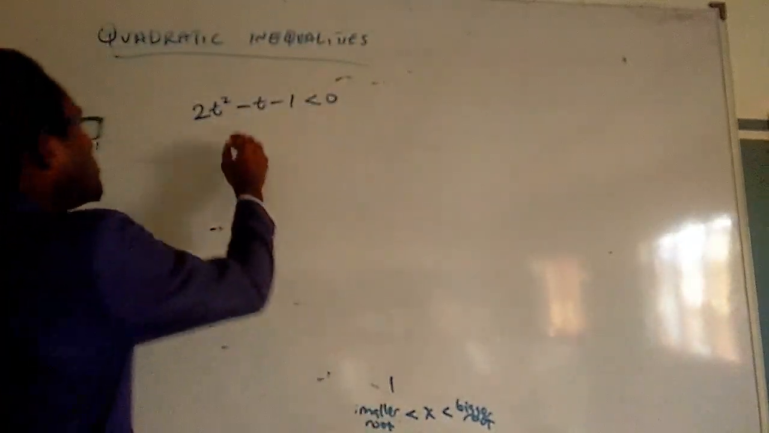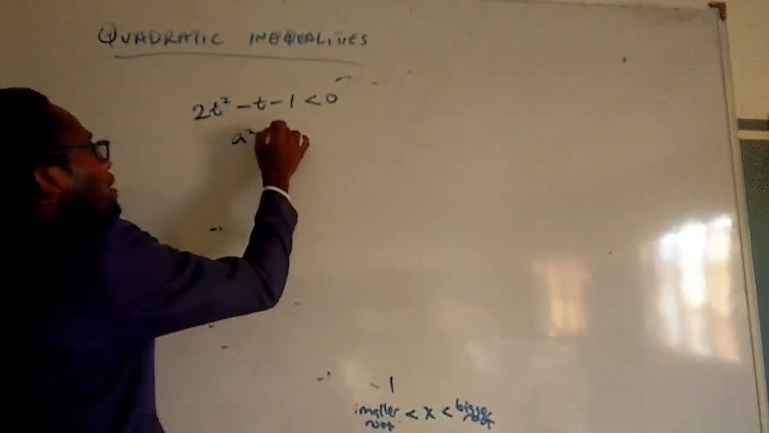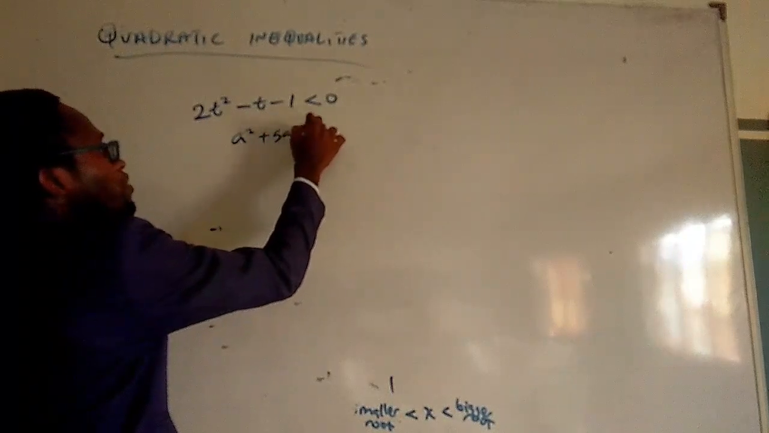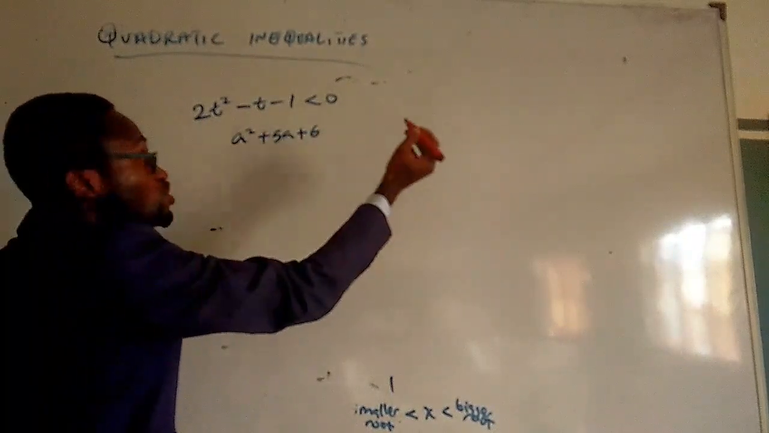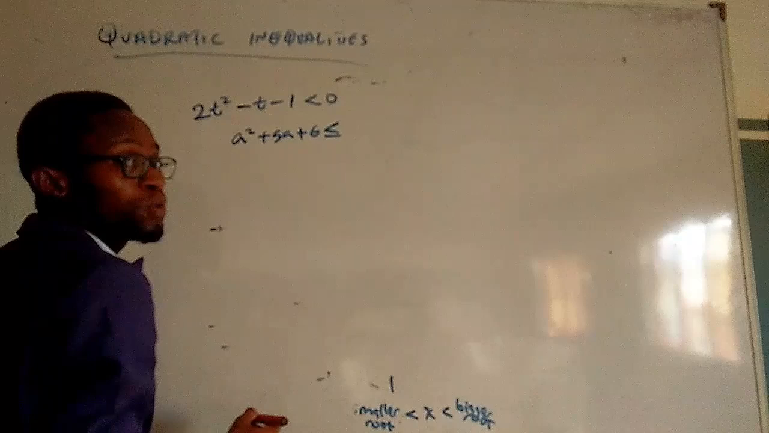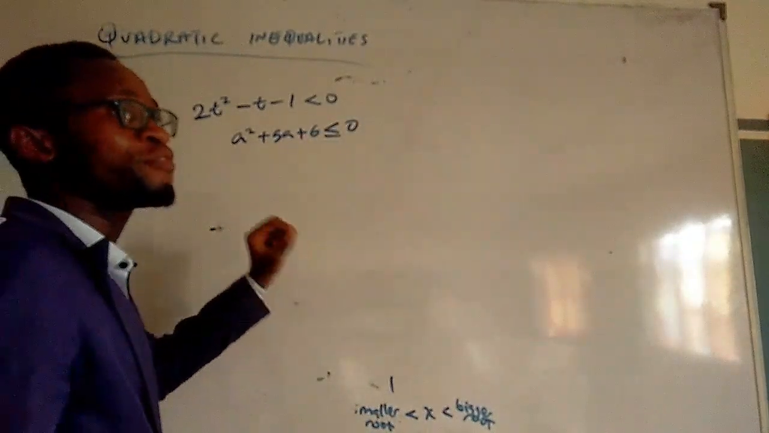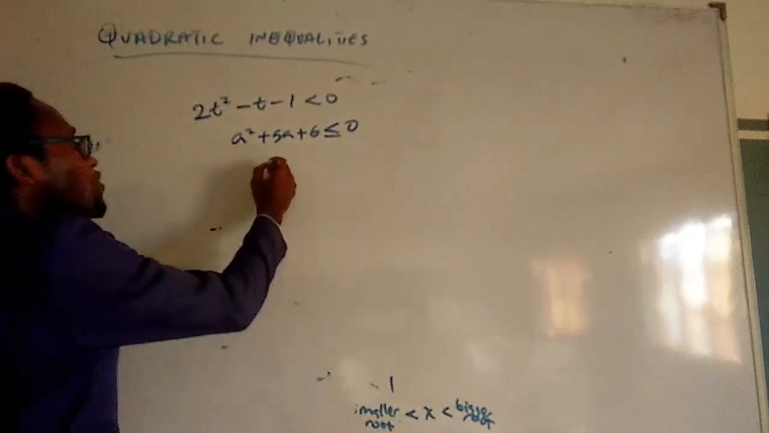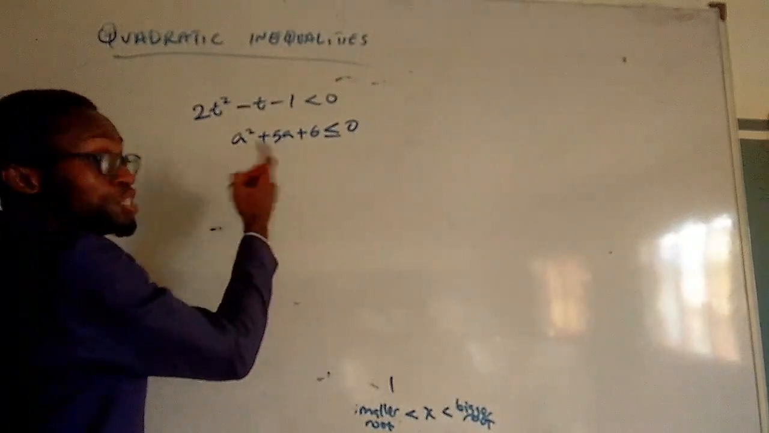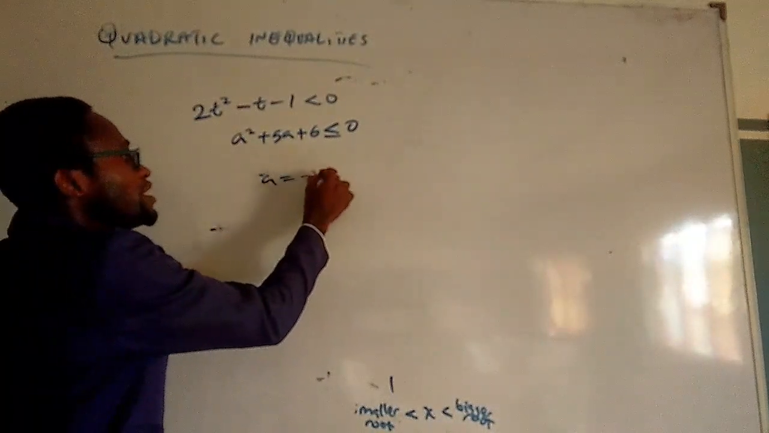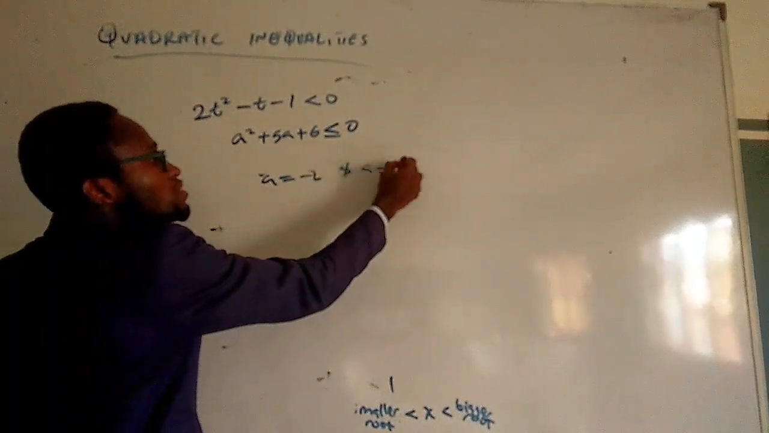Now let's give another question, just applying the same principle. We have solved this question before: a squared plus 5a plus 6. But let us just change the inequality sign, so it's now less than or equal to. Remember from solving this, if it was a quadratic equation, the final answer is a equal to minus 2 and a equal to minus 3.